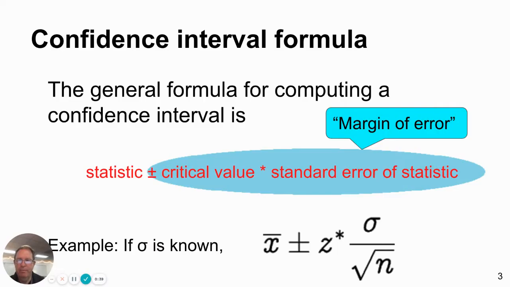And here's an example. My statistic in this case is X bar, plus or minus the critical value, that's Z star, and the standard error of the statistic is the population standard deviation sigma over the square root of n. Now, it is very rare that we know the population standard deviation. So this formula right here gets little usage.